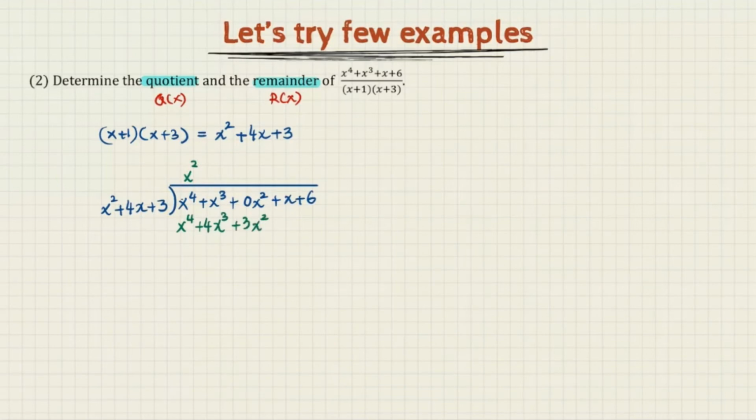So the x square here is the same as the x square there, they have a home, right? So we subtract. Now x to the power 4 minus x to the power 4 will be 0. X cube minus 4x cube: 1 minus 4 gives negative 3, so negative 3x cube. 0 minus negative 3x square will be negative 3x square.